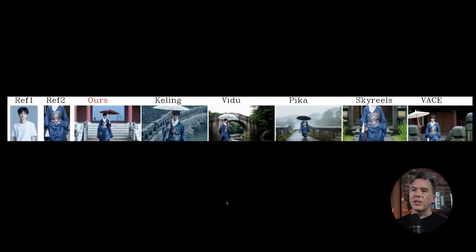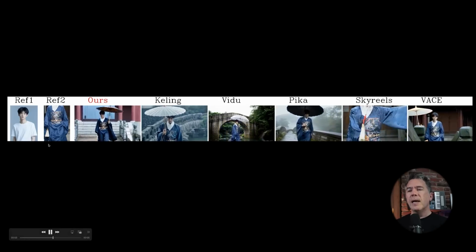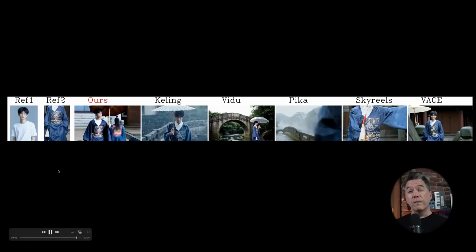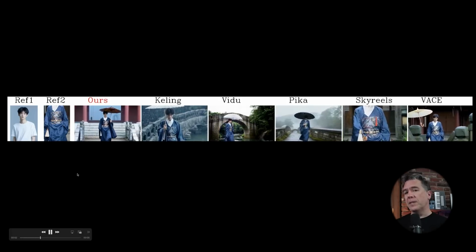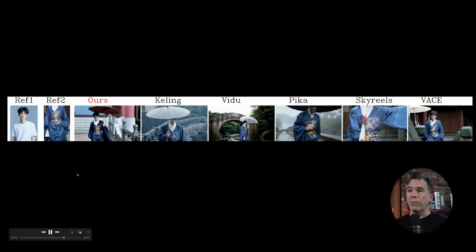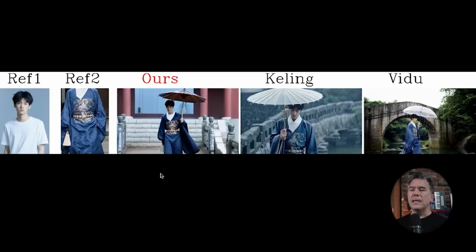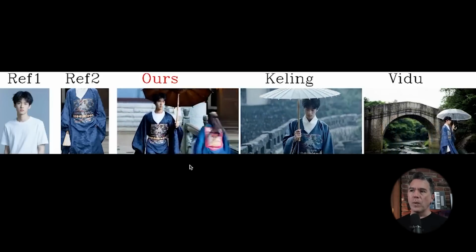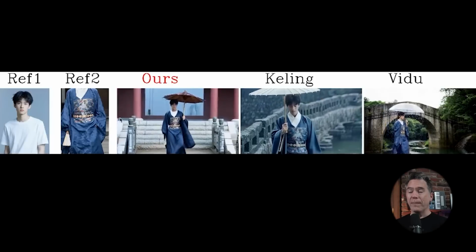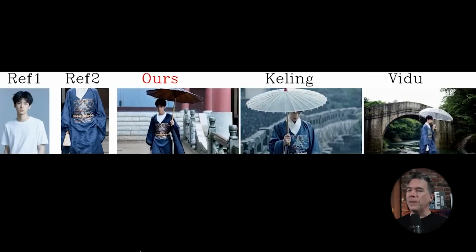Rounding out multi-referencing, I thought this one was pretty interesting, actually. We have our pop star kid in a traditional Han Fu outfit, and the prompt here was he was crossing a stone bridge while it was raining. The Hunyuan model looks pretty decent, except for the last couple of seconds where we get somebody just rolling by at hyperspeed.